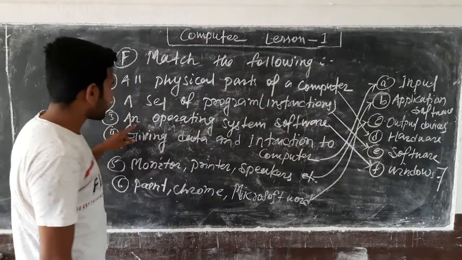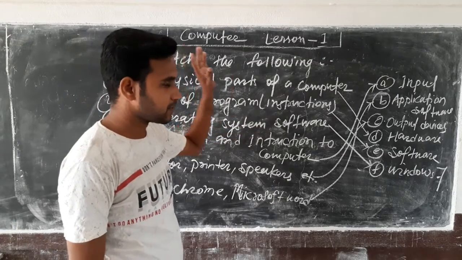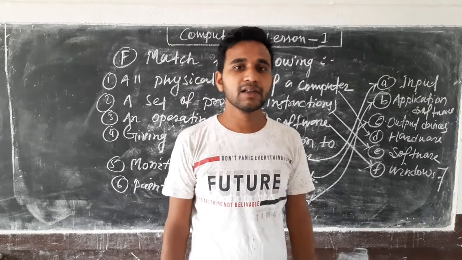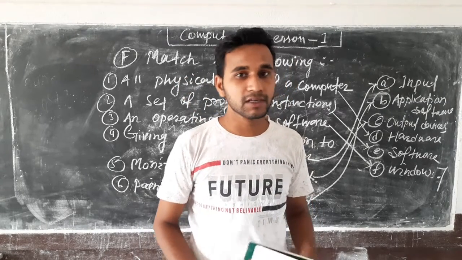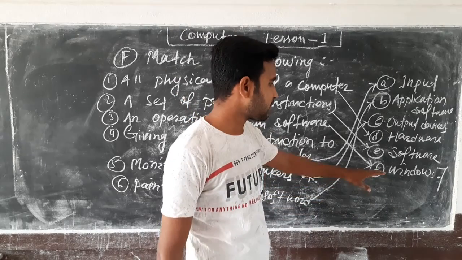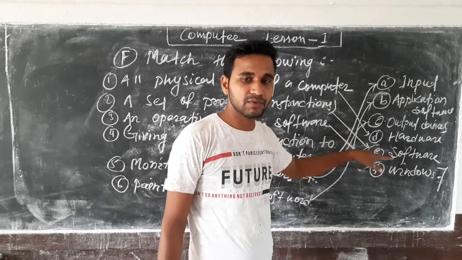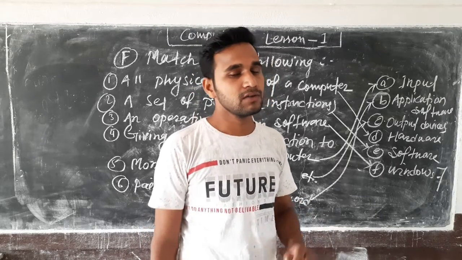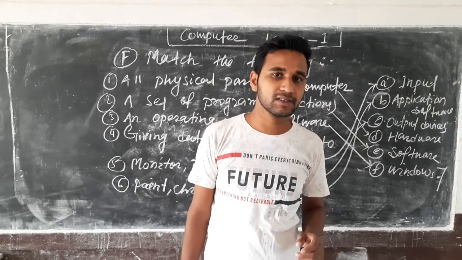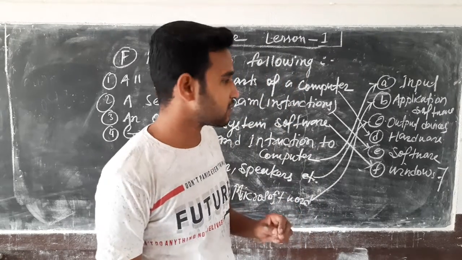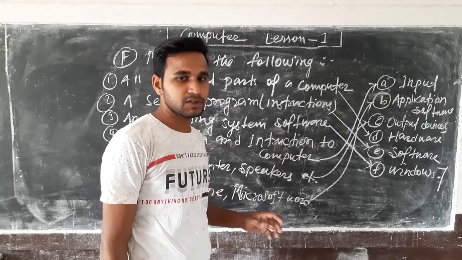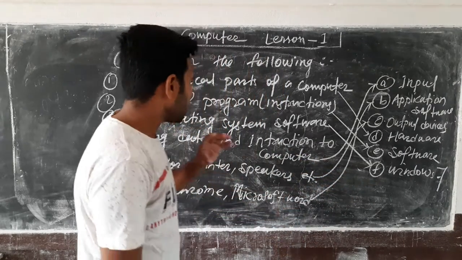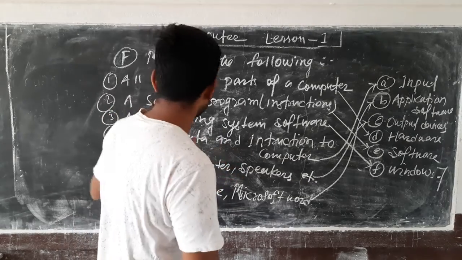Next, an operating system software. We know already this one. An operating system is software that helps users to operate the computer. So here Windows 7 is given, and we can match it to Windows 7. But many more operating systems are available now, like Linux, Unix and Mac OS. These are all operating systems, and Windows is the most popular operating system.